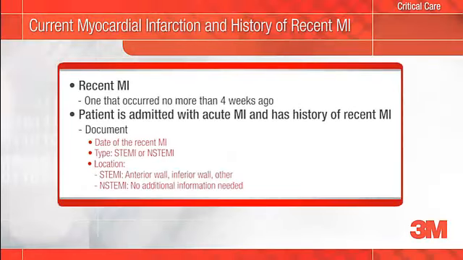Unique ICD-10 codes are used to identify patients who present with an MI that is occurring within 4 weeks of a previous MI. When a patient is admitted with an MI and the patient has a history of a recent MI, document the date of the recent MI, the type as either STEMI or non-STEMI, and in the case of a STEMI, the wall of the heart that is affected.